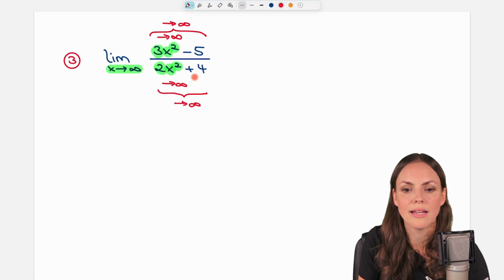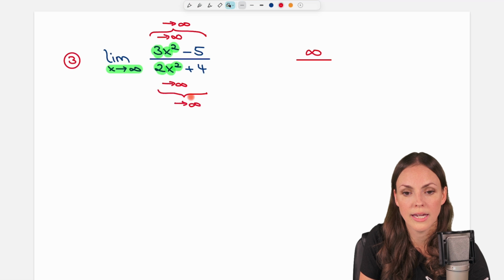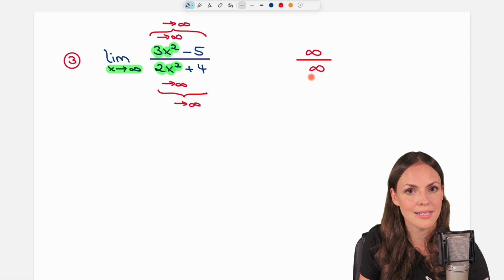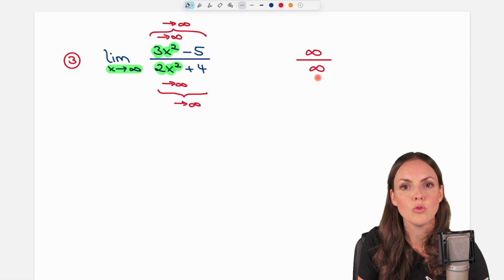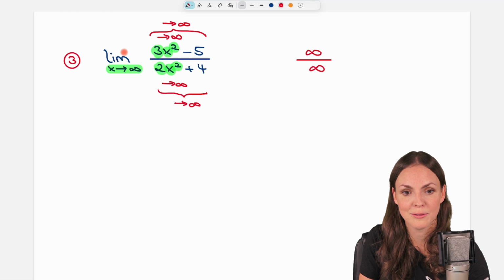What does this mean now for our big fraction? Up here we have infinity over, and down here we have infinity as well. And if you end up here in this case where you have infinity over infinity, you don't know what happens. Not at all. Your limit could be anything here.